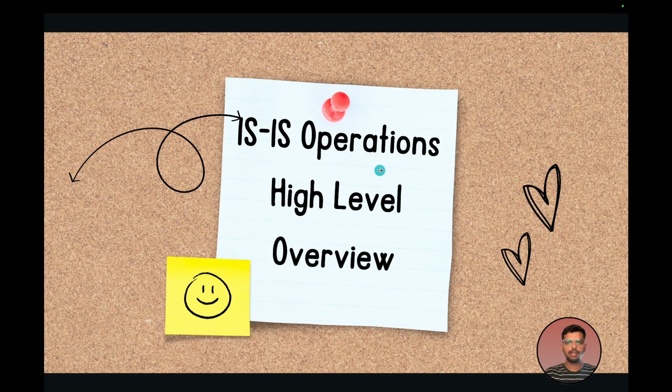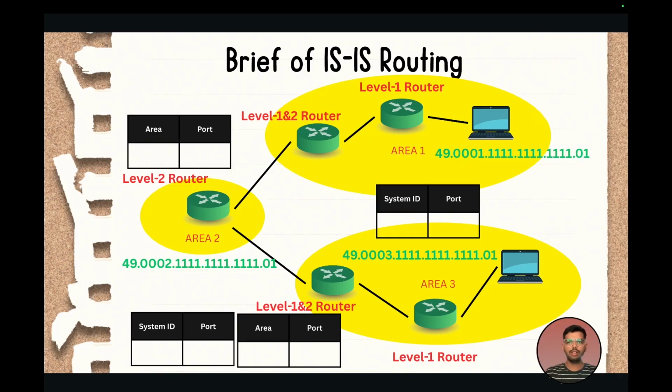With that discussion in mind, let's get started with today's discussion, where we will start with the IS-IS operations. First we will have a brief of IS-IS routing, a very high level introduction of the procedure or the operations of IS-IS.